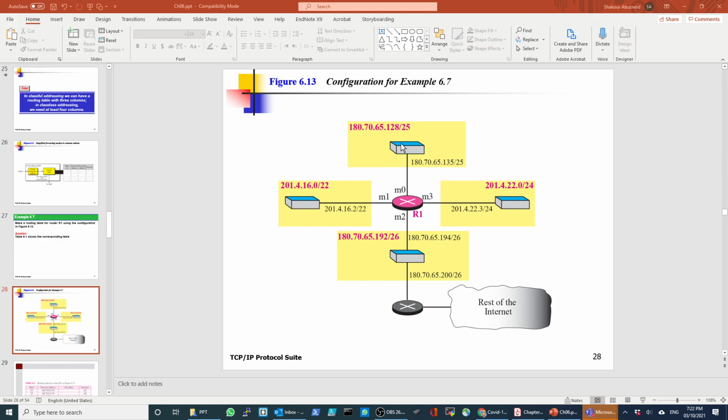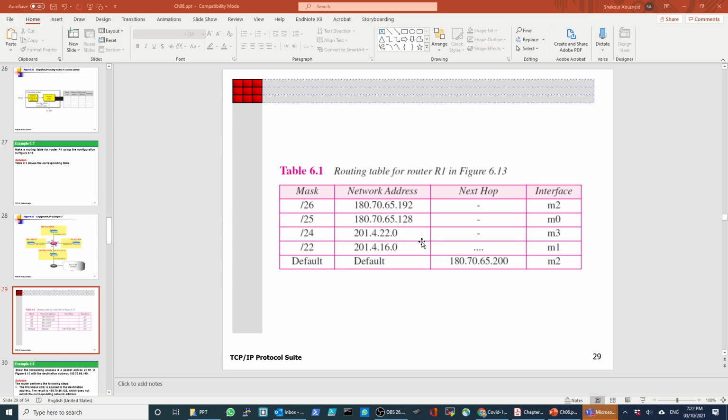That's a slash 25. That's a slash 22. Originally it's a class C, but now we are using slash 22. This originally is a class B, but using slash 25. This originally class B, but using 24, right? And in here, this again is supposedly a class B, but we're using 26. Does it make a difference what the class is? So how to build the table in here?